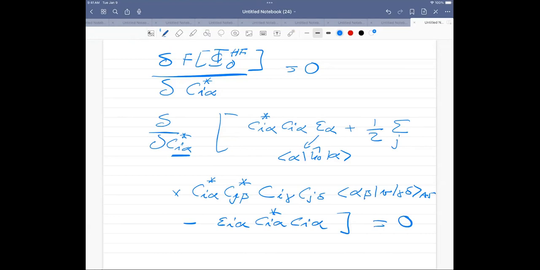Okay? So when I take the derivative, the first term is pretty easy. That gives me C_i alpha times epsilon alpha. But when it comes to the second term, I have to be a little bit careful because these terms j and beta can also have a combination of i and alpha. So I have an explicit i and alpha here, but now I'm summing over j here, and I forgot to put up an additional sum. So there should be a sum over beta, gamma, and delta.